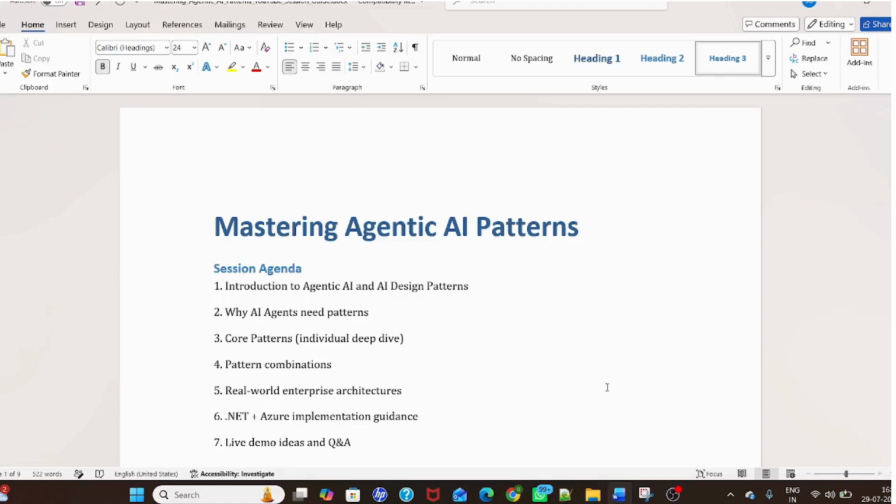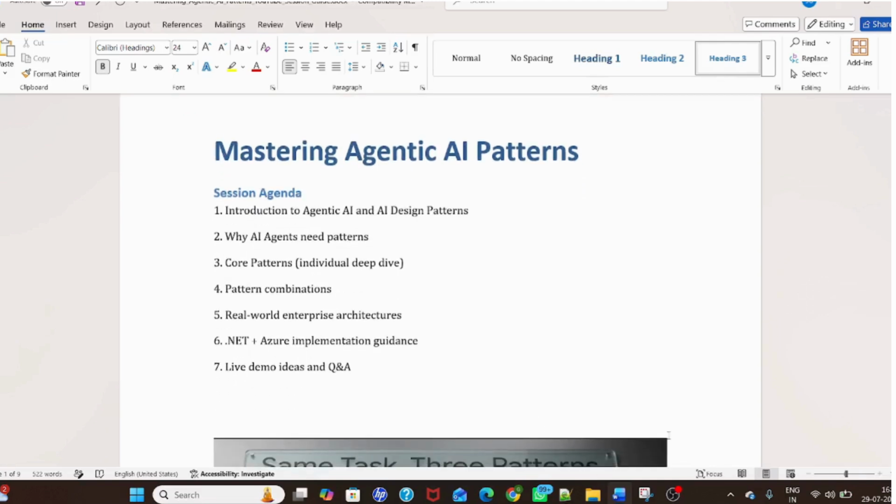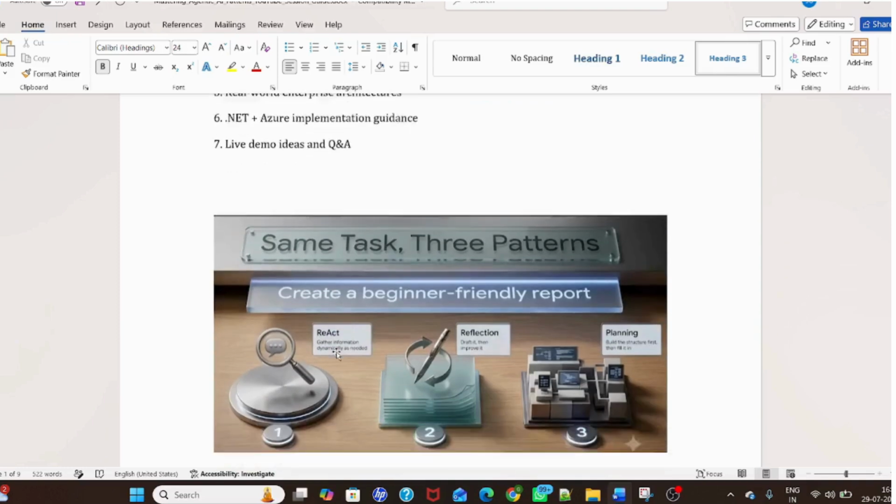In .NET also we have design patterns, like the repository pattern and the CQRS pattern. There are many patterns. Similarly, in agentic AI also, we have some patterns. There are a couple of patterns, but two or three are the most important. So we will cover the AI design pattern, why we need patterns, code patterns, and a few implementations.